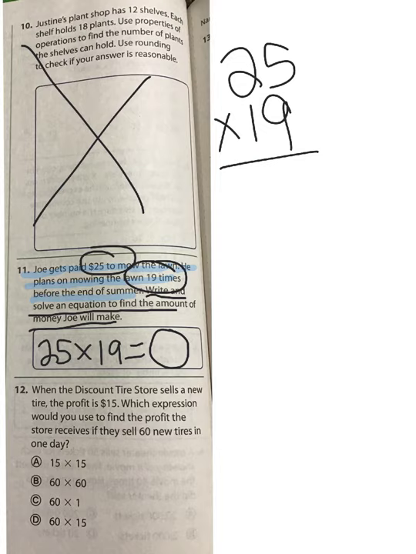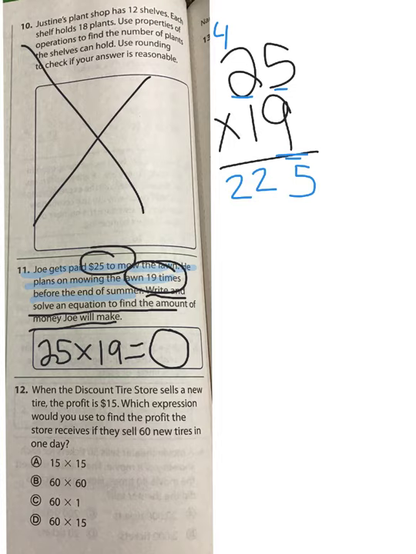First, I'm going to start with my ones place. So I'm going to multiply my ones times my ones. 9 times 5 is 45. Put down your 5, regroup your 4. Next, I'm going to multiply 9 times 2, which is 18, plus 4 is 22.